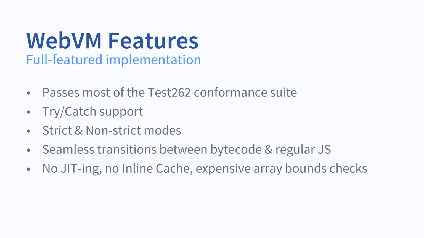Had try-catch support, strict and non-strict modes, seamless transitions, but obviously you missed out on a few things because it was not a real VM. It was basically a JS interpreter written in JS. It had no jitting, it had no inline cache, and also suffered from expensive array bounds checks because the memory model used was essentially a large array, and that adds up when you're doing a lot of array accesses.